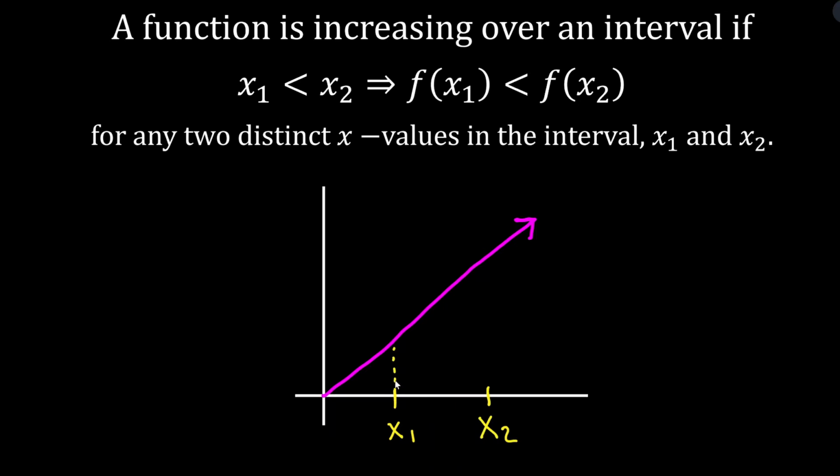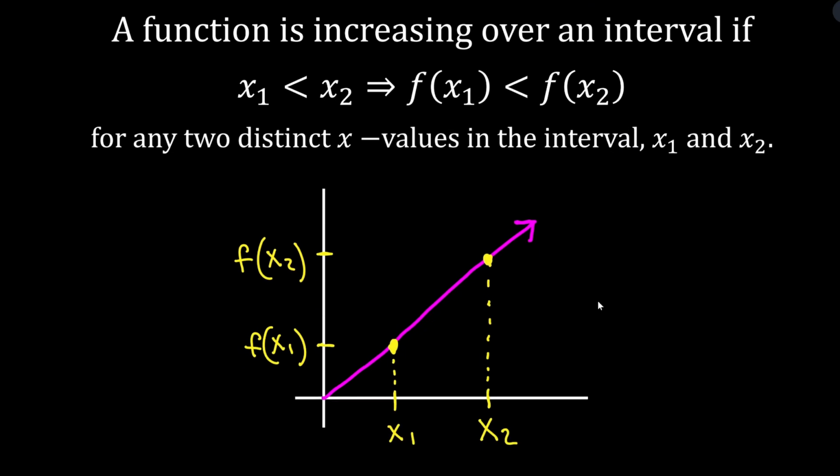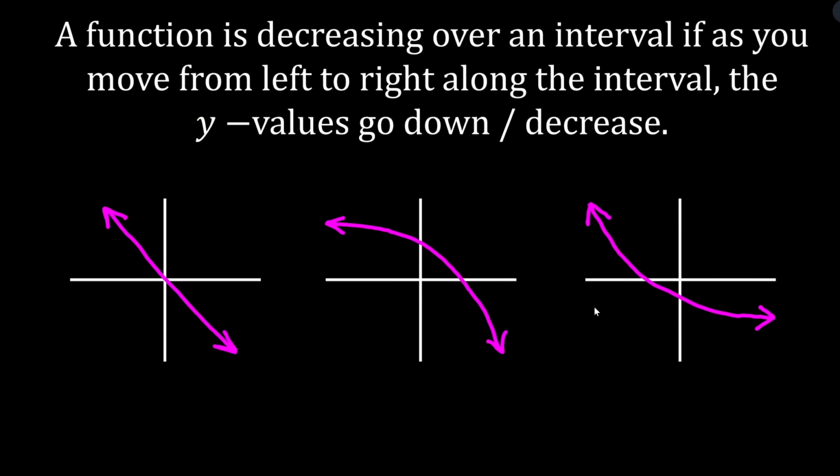These are the y values that correspond to each of these x values. f of x1 is the y value of this point. This is f of x1. And f of x2 is the y value of this point. This is f of x2. So what this is saying is that if x1 is less than x2, then f of x1 is less than f of x2. It's a super rigorous mathematical way of saying as we move right, we move up, right? Hopefully that's making some sense. So we got a really intuitive definition. We got a super formal definition, and let's do the same for decreasing.